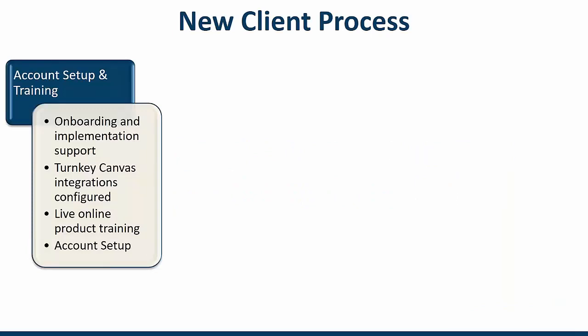Now, success starts with having a clear plan for deployment and execution, and then an effective process to get you there. Here at EvaluationKIT, our new client process is really proven to get you successfully up and running, beginning with account setup and training, which includes things like real live experts to provide onboarding and implementation support, installation and support for our turnkey Canvas integrations, and live instructor-led online training.